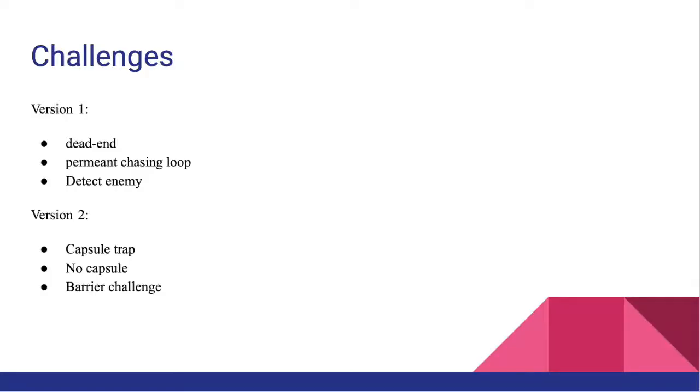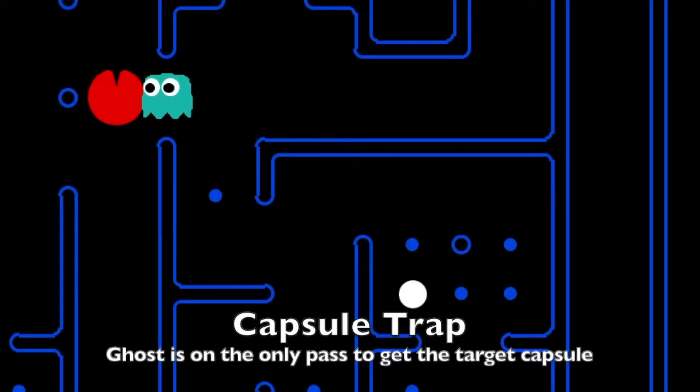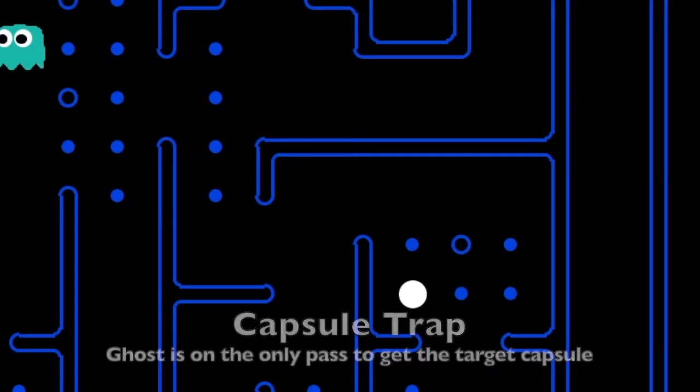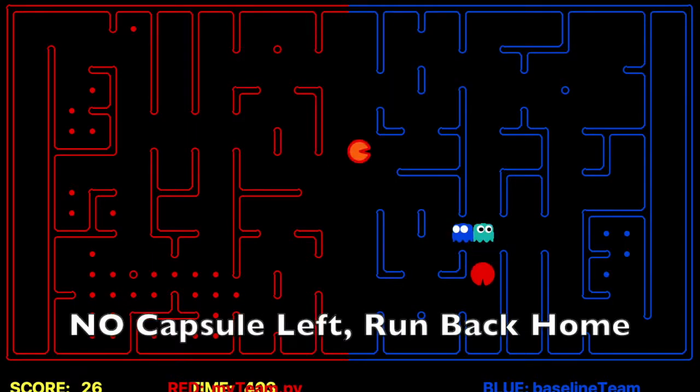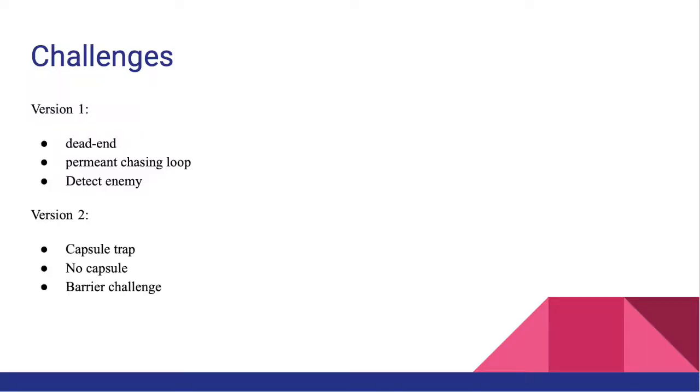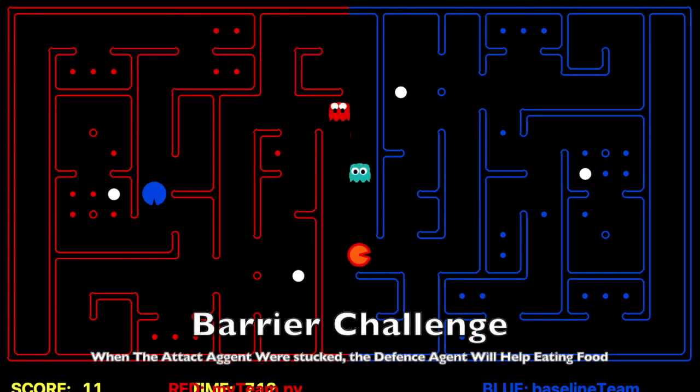In our version 2, the first challenge is the capsule trap, where the capsule was not checked for whether it is safe to eat. We solved this challenge by comparing the distance from the enemy to the capsule and from the agent to the capsule. The next challenge is the no capsule challenge. Our agent still had difficulty escaping. We solved this problem by letting the agent go home to escape. The last challenge is the barrier challenge. The enemy will get stuck on the only way from our agent to the food. We solve this problem by letting the defense agent attract the enemy's attention, so the barrier will be removed by our defensive agent.